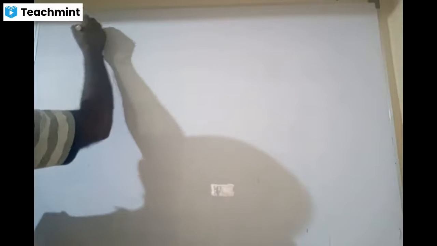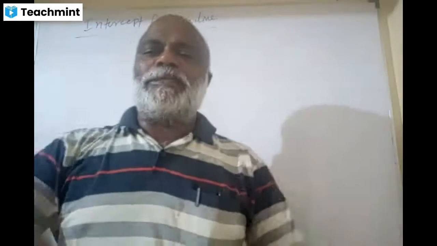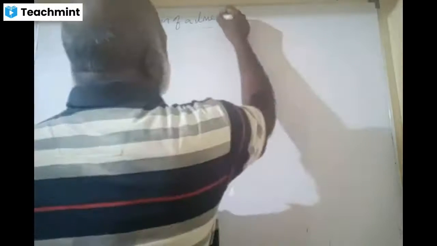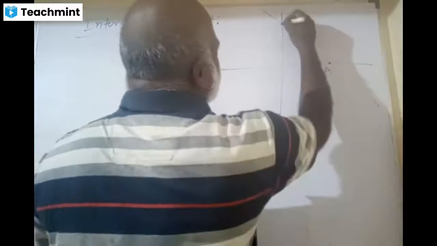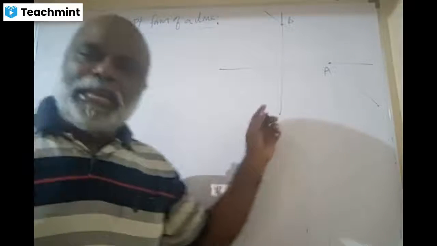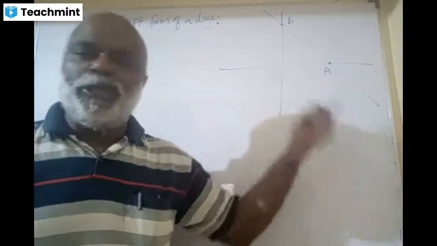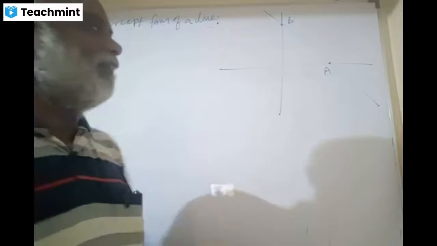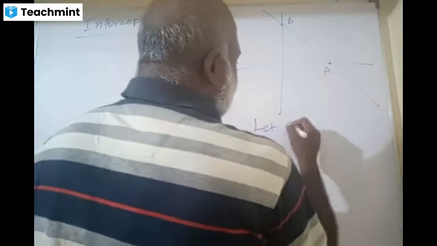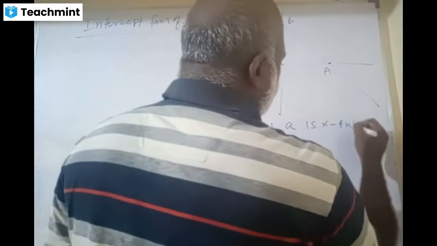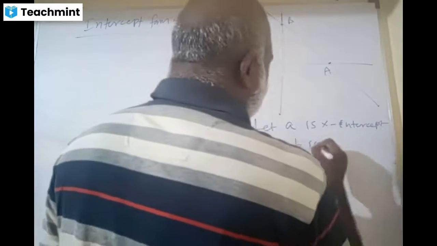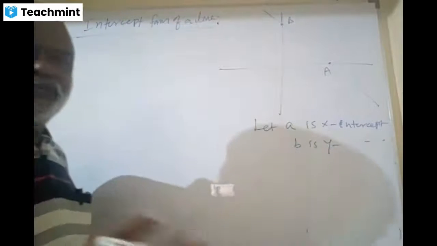Next one is called intercept form of a line. The name itself is very clear. You have been given both intercepts, x-intercept and y-intercept. Take the line here, which is cutting both the x-axis and y-axis at A and B. Whatever names you want to keep for the intercepts, you can keep. Earlier c and d were given individually, but now both are given. Let A be the x-intercept and B the y-intercept. You can keep anything, but we'll keep a standard one.